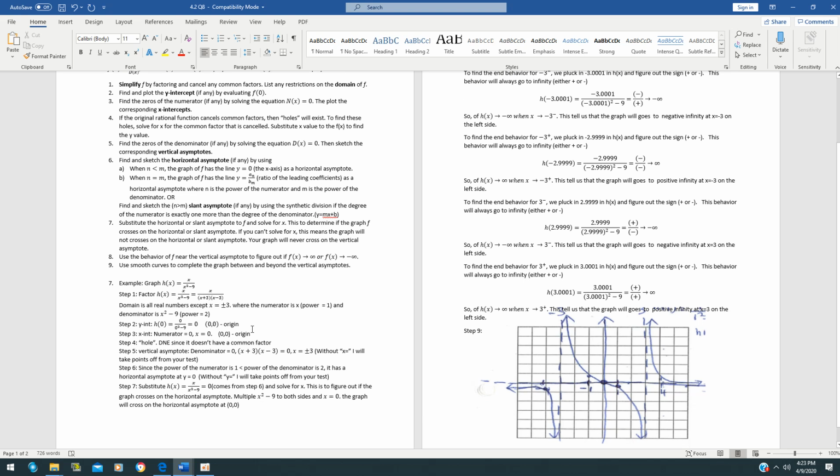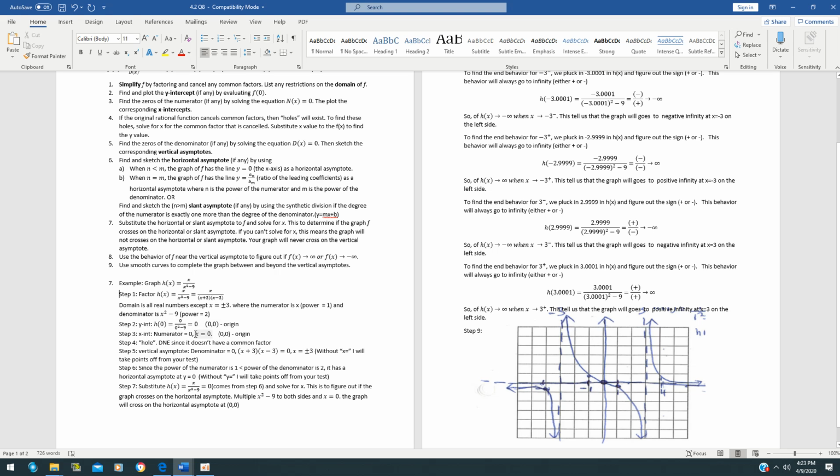Next, step 2, we want to find the y-intercept. In order for us to find your y-intercept, you substitute all your x to become 0, so you have to find h of 0. So you get 0 over 0 squared minus 9. 0 over any number is still going to be 0. So in this case, your y-intercept is at (0, 0), which is at the origin. So you notice that on the graph, it will cross over at your origin.